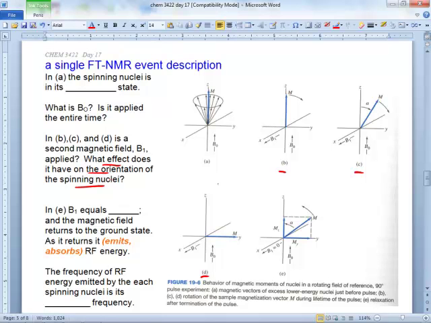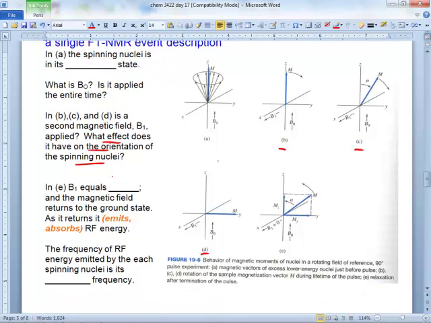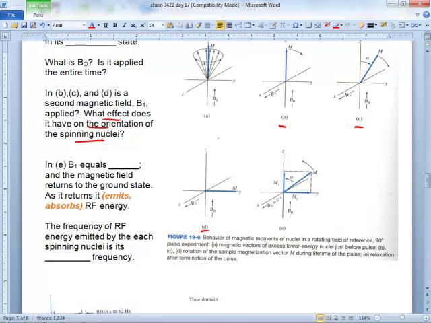Okay. Let's keep going here. Yeah, what effect does it have on the orientation? It just changes it, turns it, whatever you'd like to describe that, right? Flops it. Yeah. Okay. And then you get to E1. It does this. Right? And then you get to E. In E, B1 equals what? 0. So it just got shut off, right? The pulse is done. You reach the end of your pulse.